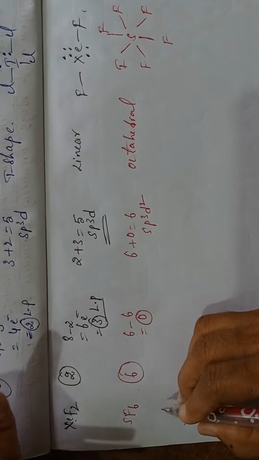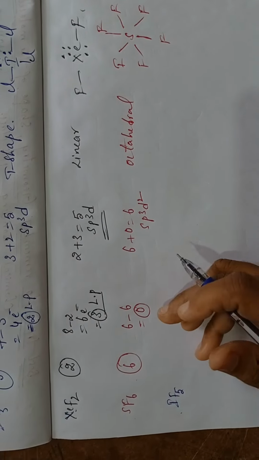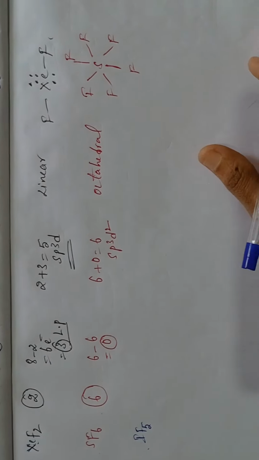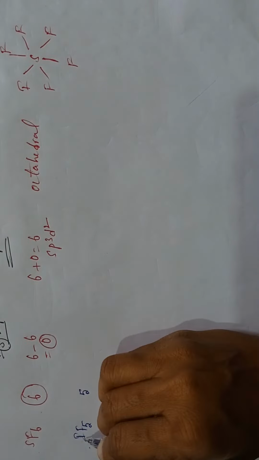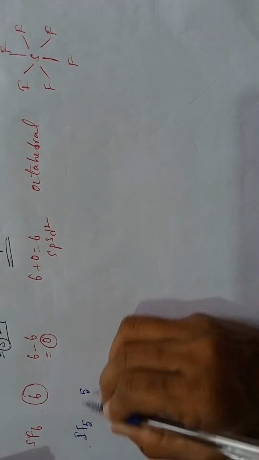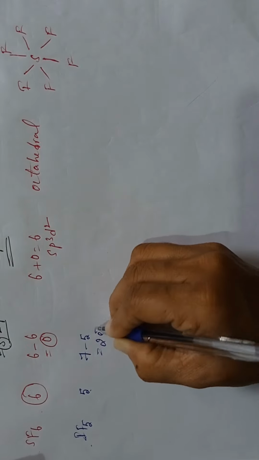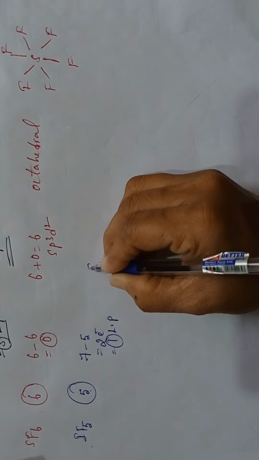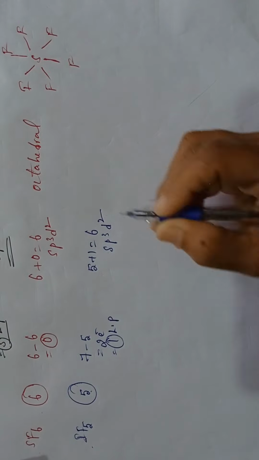I am taking the example IF5. Now how many bond pairs, students? Five fluorines are attached, that's 5 bond pairs. How many lone pairs? Iodine is a 17th group element, 7 valence electrons minus bond pairs 5. 7 minus 5 means 2 electrons, 1 lone pair. Okay, 5 plus 1 is 6. 6 means sp3d2 hybridization.